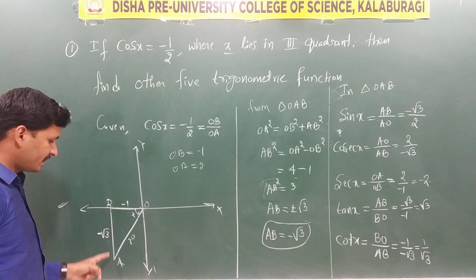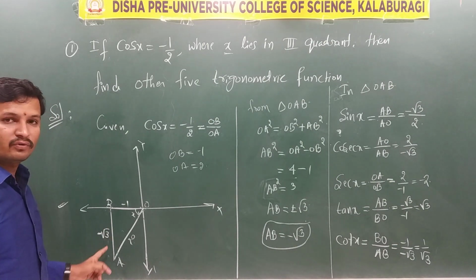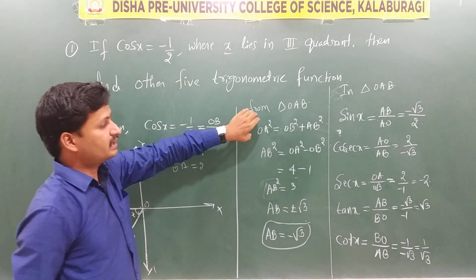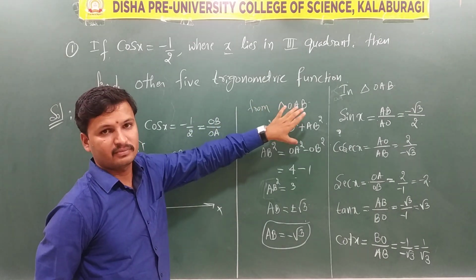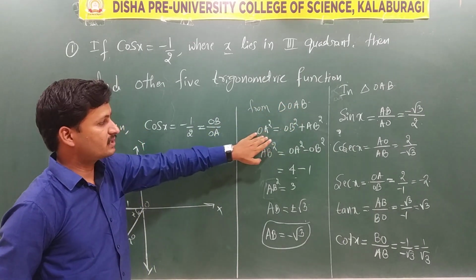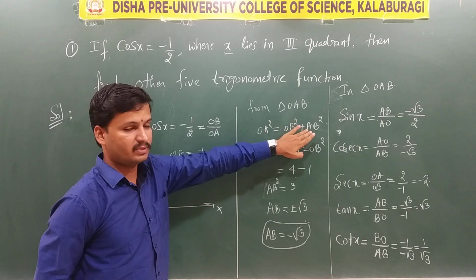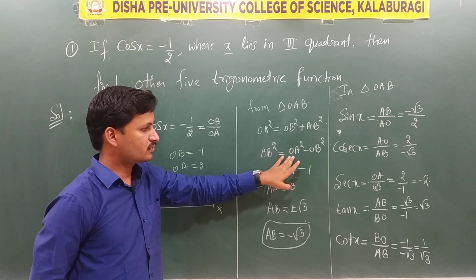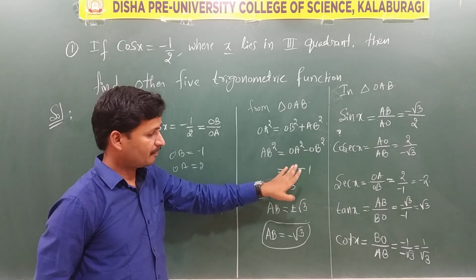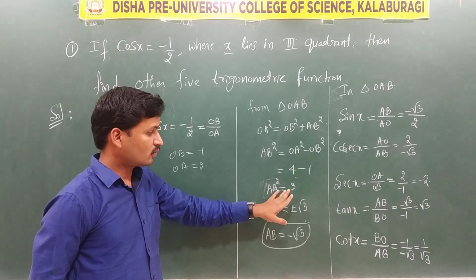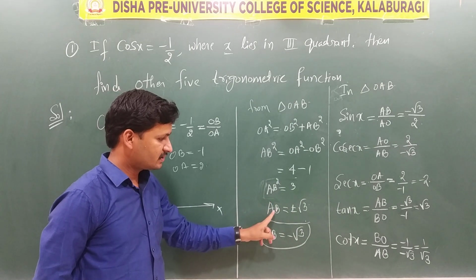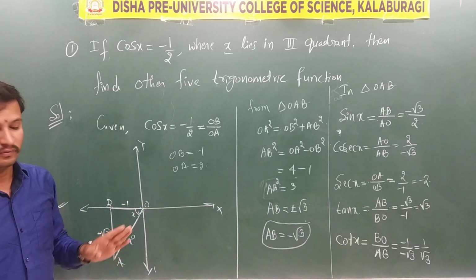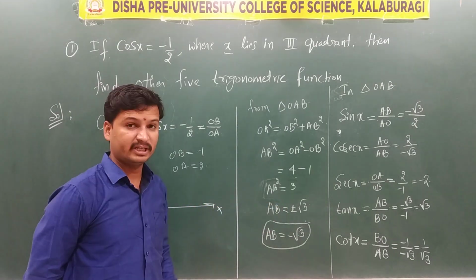Then next we need to find the length AB. How to find the length AB? By using the Pythagoras theorem. OA square is equal to OB square plus AB square. So AB square is equal to OA square minus OB square, that is 4 minus 1, which is 3. So AB is equal to plus or minus root 3. There are two possibilities: we need to take plus root 3 or minus root 3.